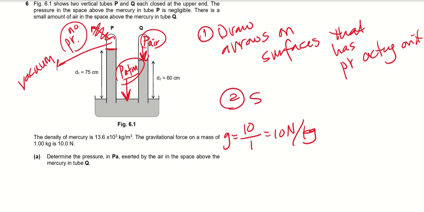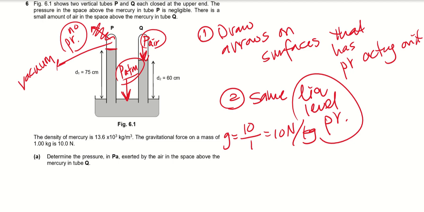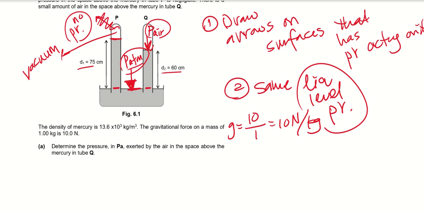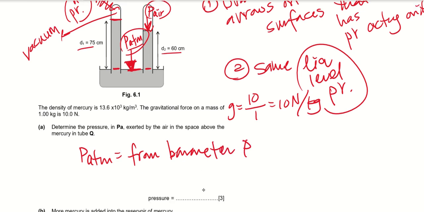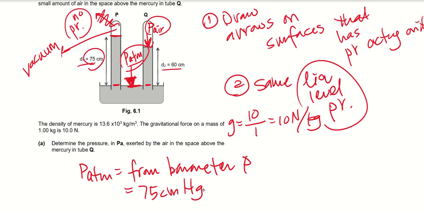Second thing is the same liquid, same level, same pressure. According to all the dimensions, I should choose this level where we have the same liquid, same level, same pressure. So outside here is PATM. I use a different color. So PATM is over here. How much is PATM? If you read from barometer P, it is 75 cm Hg. That means the height is 75 cm.